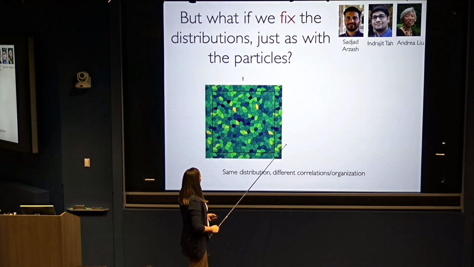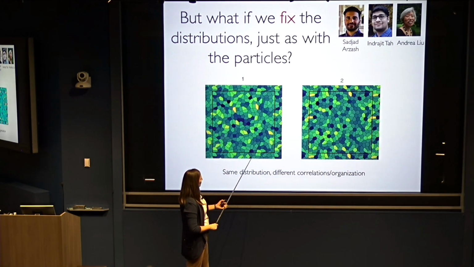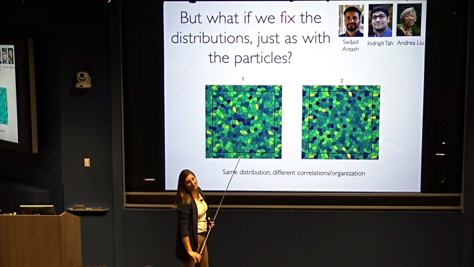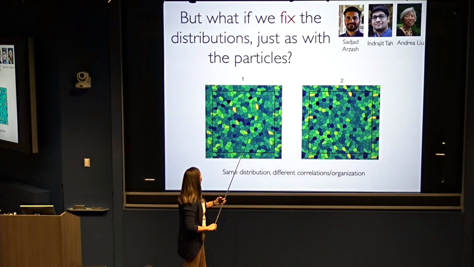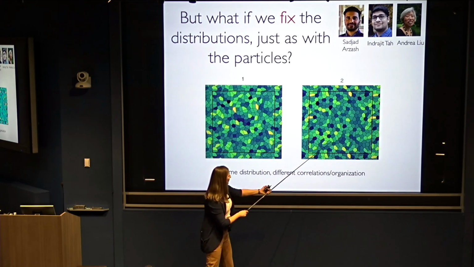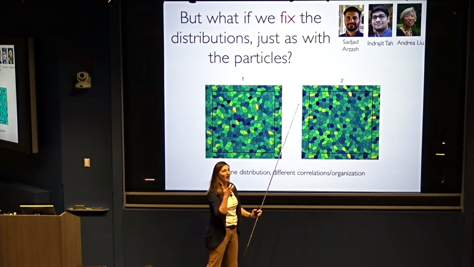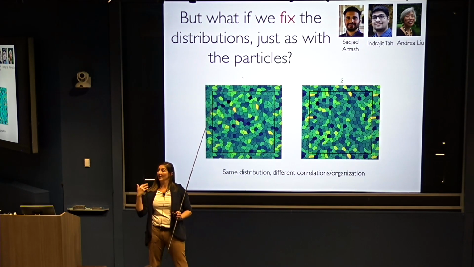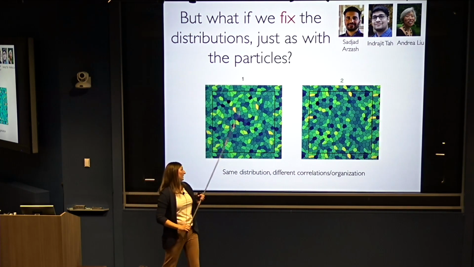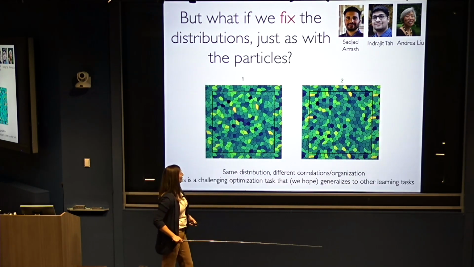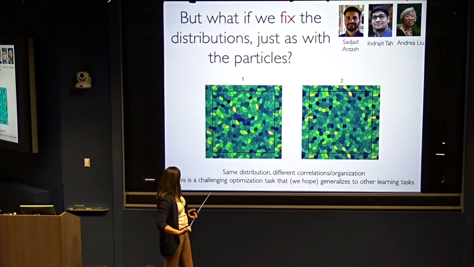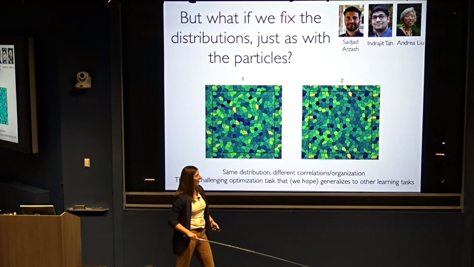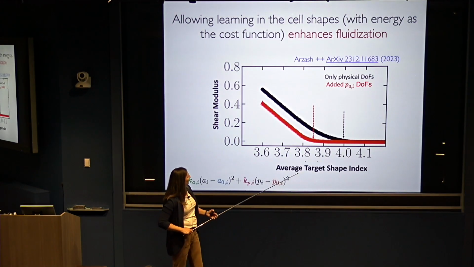But what if I say, okay, the only thing I'm allowed to do with my local rule is keep the distribution of cell shapes fixed? Each of these colors is a different cell shape, and this set of cell shapes is exactly the same as this set of cell shapes. I've just shuffled around where they are, right? So I can ask, can I tune the rigidity of a system by shuffling cell shapes? This is a task that we hope generalizes to other learning tasks. And the answer is yes.